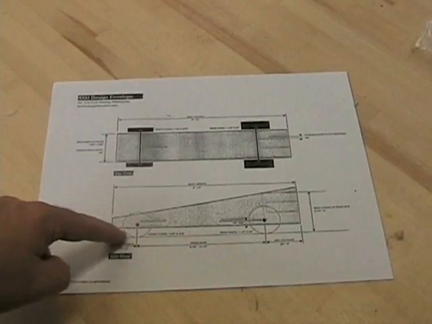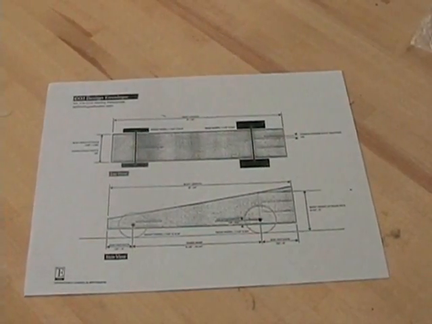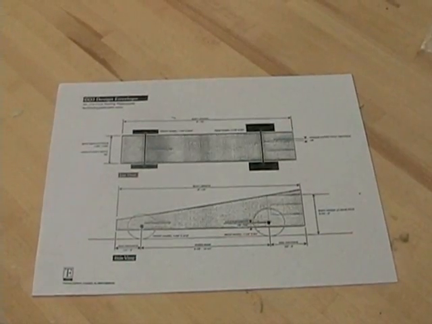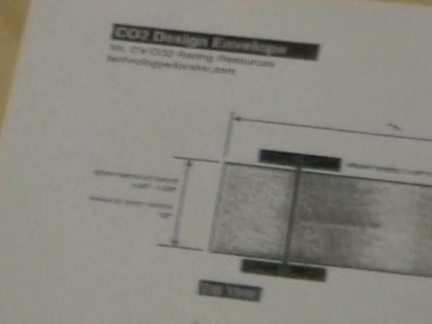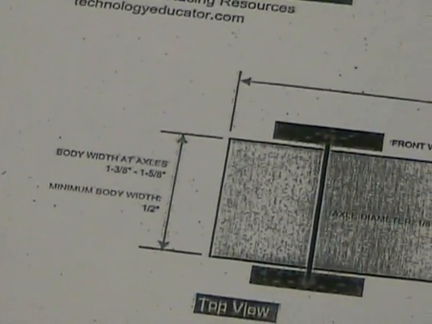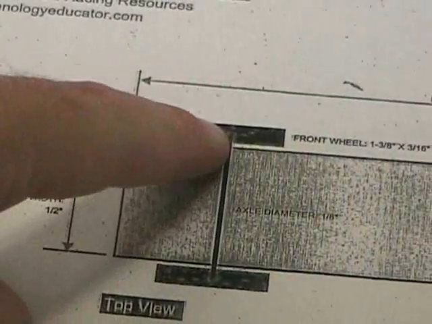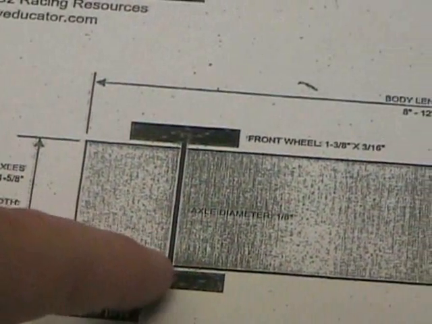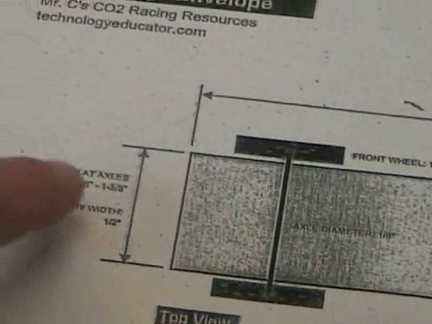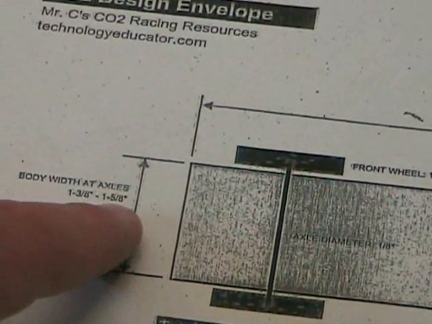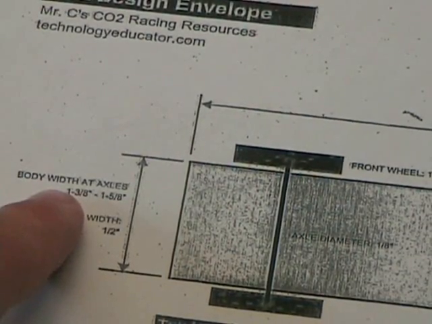Of course, we have our side view and our top view, and these should be familiar to you from your thumbnail. We're going to go through a couple of critical points on this sheet that really tend to be a problem. First of all, we'll zoom over here and take a look at the body width at the axles. The body width, when we measure from body side to body side, right at that axle point, needs to be between 1 3/8 and 1 5/8. And that, as a decimal, the 1 3/8 is actually 1.375.